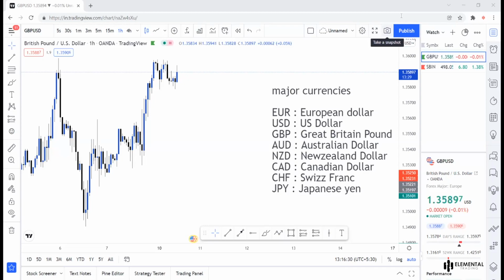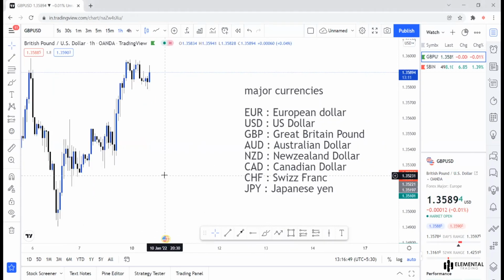Into the major currencies of the Forex market. When it comes to Forex, the currencies are denoted using 3 letters. So you can see here EUR as the Euro, USD as US dollars, GBP as Great Britain pound, and AUD as Australian dollar, which is sometimes also called the Aussie dollar.